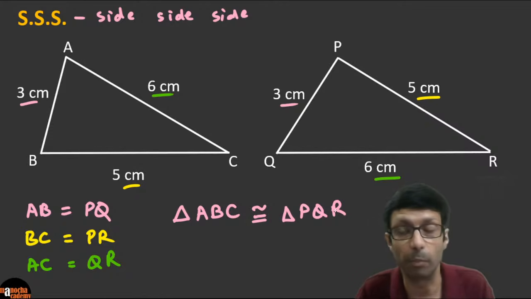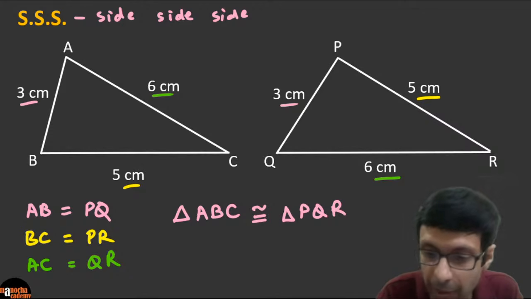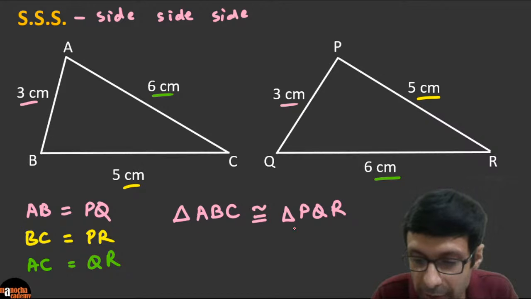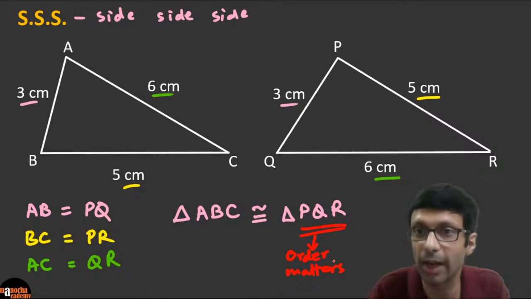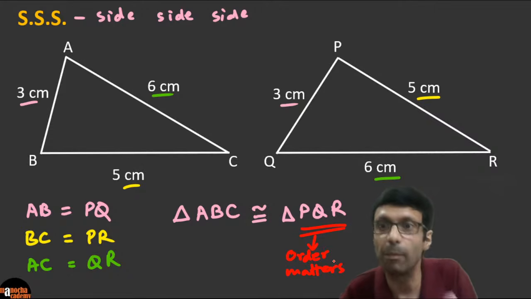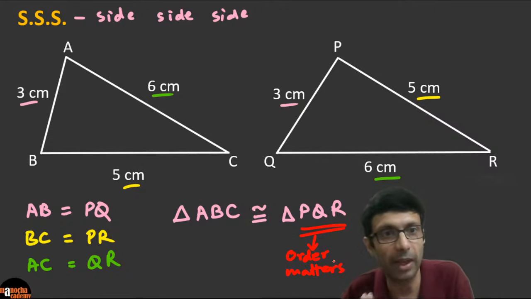They are congruent, but one very important thing to write about here: when you're writing the congruency, the order matters, guys. So one very important thing, order matters how you're writing it. You need to write it so that the corresponding A is matching to the, if it matches to the P, then you can write it.